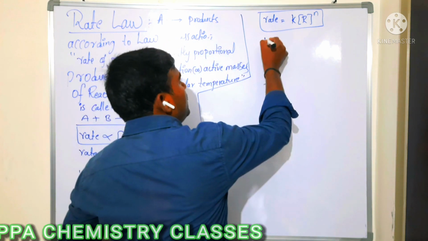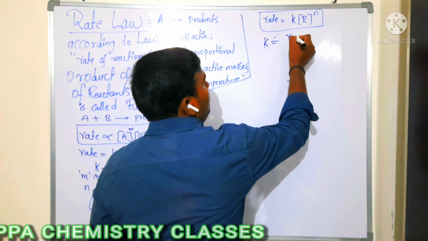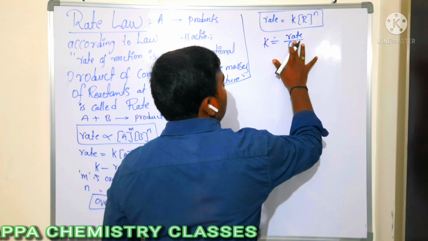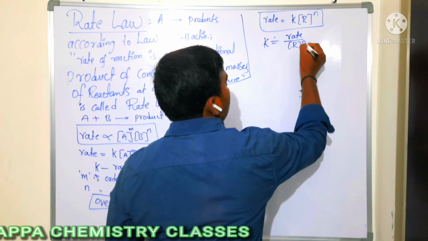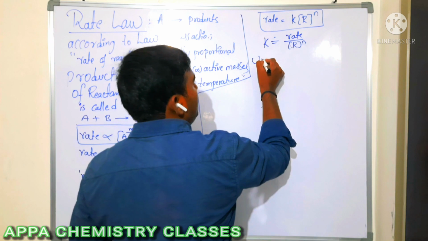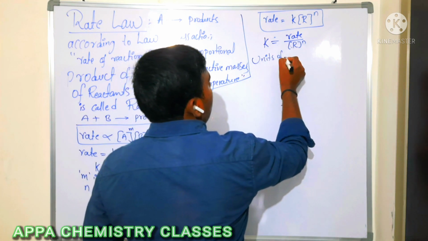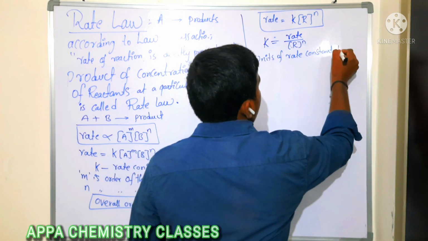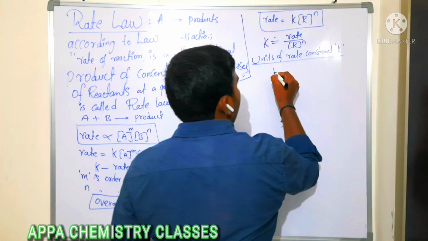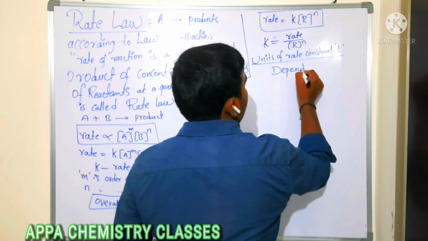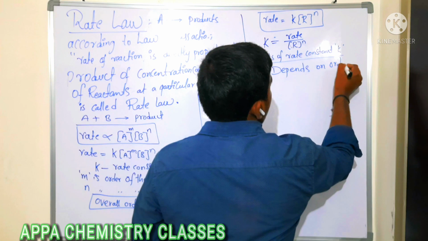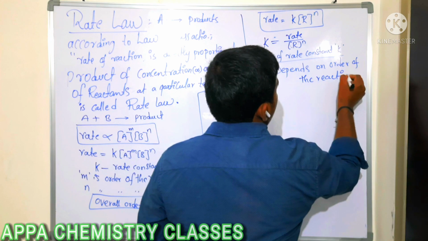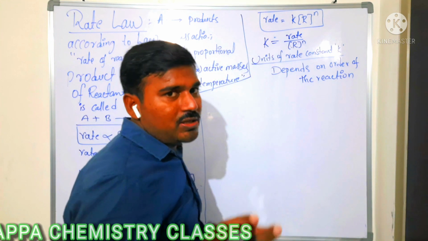So now k is equal to rate divided by the concentration of reactant power n. Now we will see the units of the rate constant, which is very, very important. The units of the rate constant k mainly depend on the order of the reaction. The rate constant units depend only on the order of the reaction.